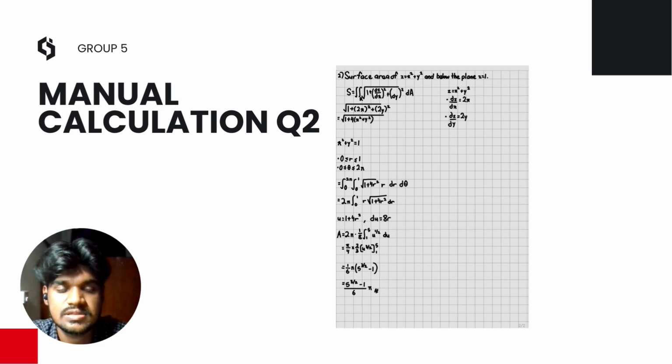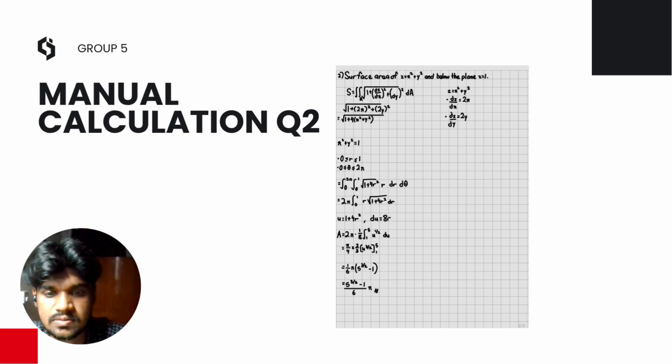Since the region is circular, we project the intersection onto the xy plane by setting x equals 1. This gives us the boundary unit circle x squared plus y squared equals 1. After that, we convert to polar coordinates. The basic polar relation is x squared plus y squared equals r squared. And the area element dA equals r dr d theta.